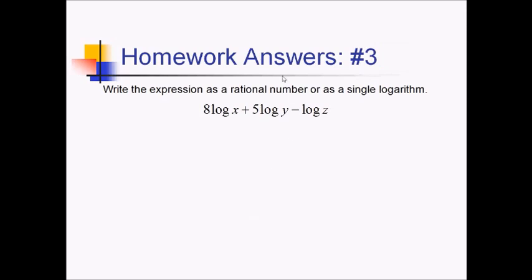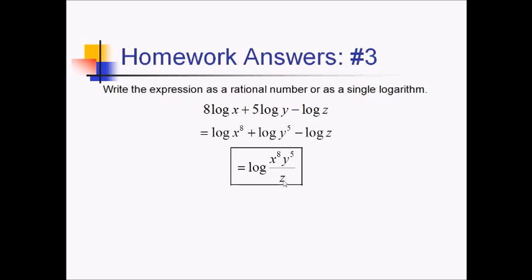For number 3, we want to turn this expression into a single logarithm or rational number. So first step on these, we want to use the pop-in rule to get those coefficients inside the logs. So this will be log of x to the 8th plus log of y to the 5th minus log of z. Next, addition is going to turn into multiplication when we merge the logs together, and subtraction is going to turn into division. So we've got log of x to the 8th times y to the 5th, and that's all going to be divided by z inside one big logarithm.